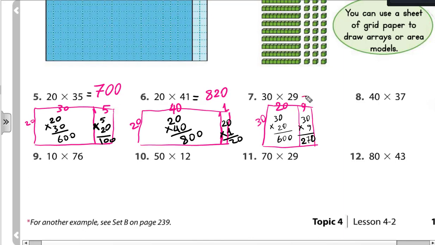So add the partial products. 0 plus 0 is 0, and 0 plus 7 is 7, and 6 plus 2 is 8.